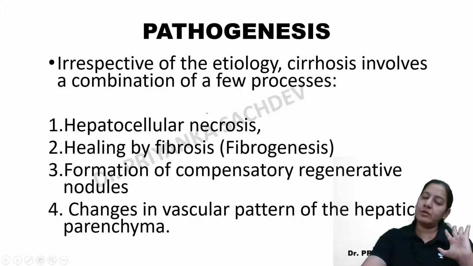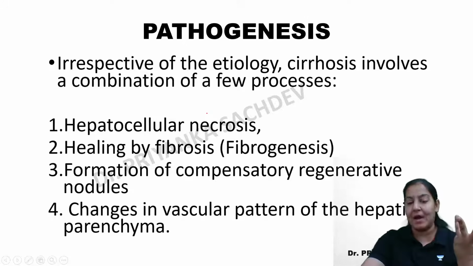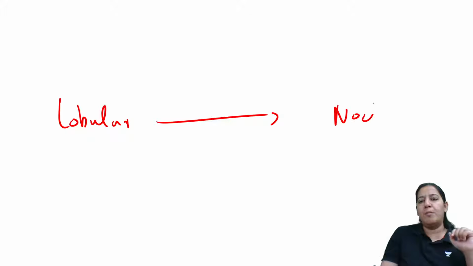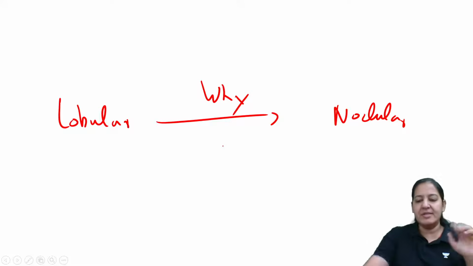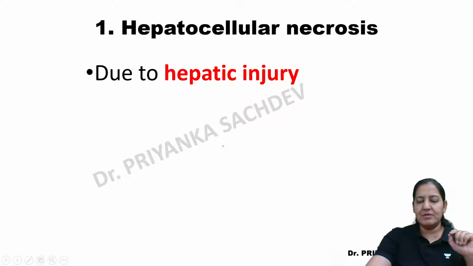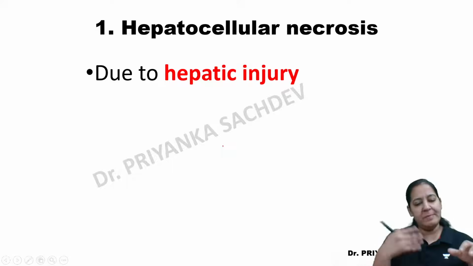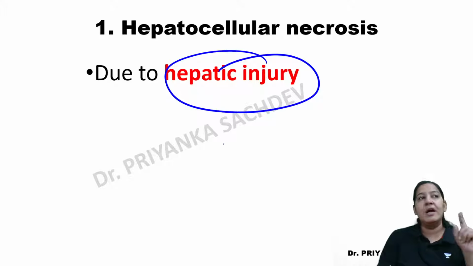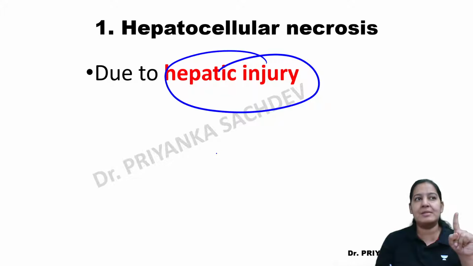Now that is gone. Now coming to the pathogenesis, why is it happening? The question arises: why does the lobular model get converted into a nodular model? That is why I have to tell you the pathogenesis of cirrhosis. In the pathogenesis of cirrhosis, there are 3 steps we will be studying one by one. The first thing which starts cirrhosis is hepatic injury. There should be an injurious agent which should cause hepatic injury, hepatocellular injury.